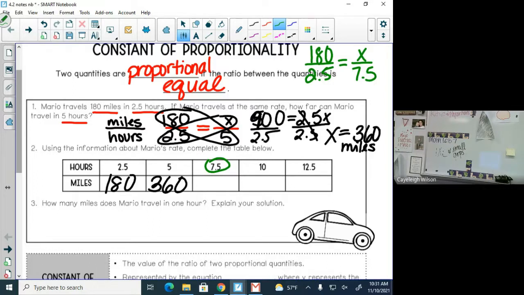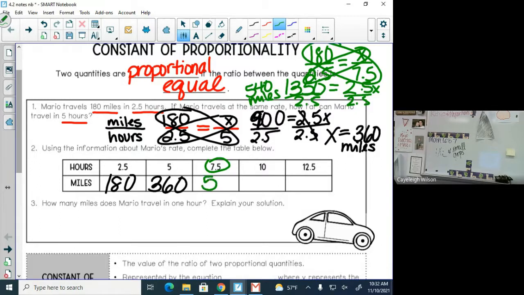All right. So you should have done 180 times 7.5 and got 1350 equals 2.5x. Divide by 2.5. And you find that he went 540 miles. So 540 goes there. Now, Seamus, tell them what you discovered.